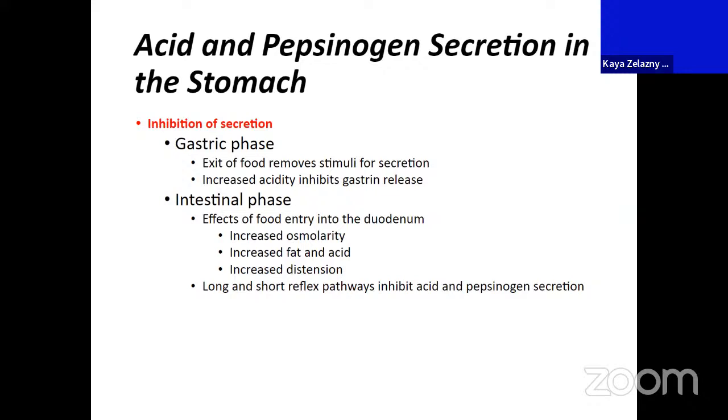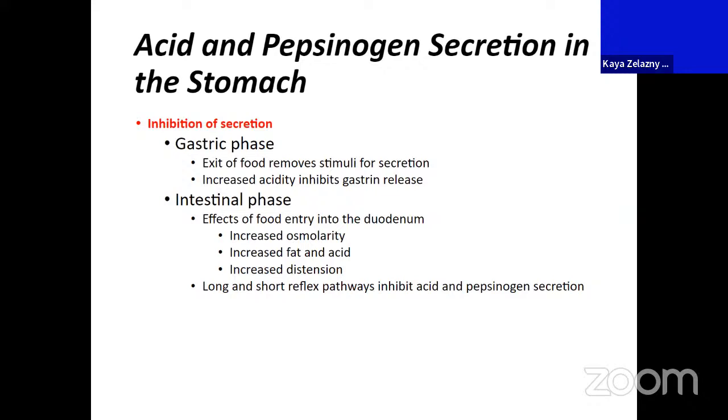It's going somewhere, it's leaving the stomach and going into the small intestine. So we're going to link up this inhibition in the gastric phase with some things that are going on in the intestinal phase of our GI control and signaling. Okay, so when we get to the intestinal phase, we're going to see we have sensors.